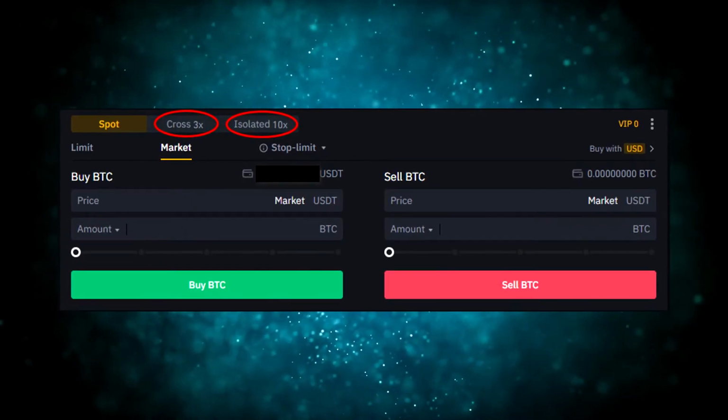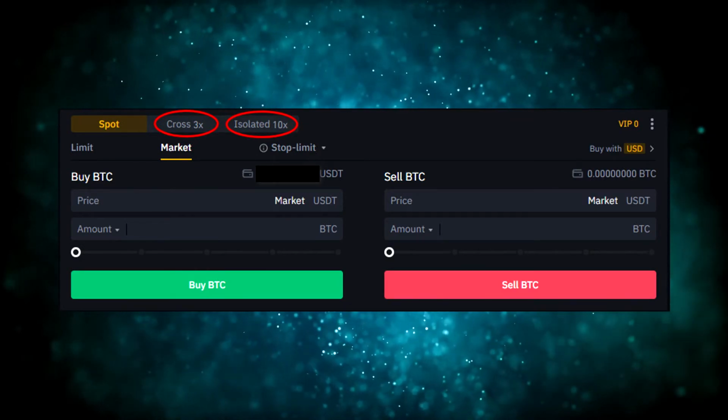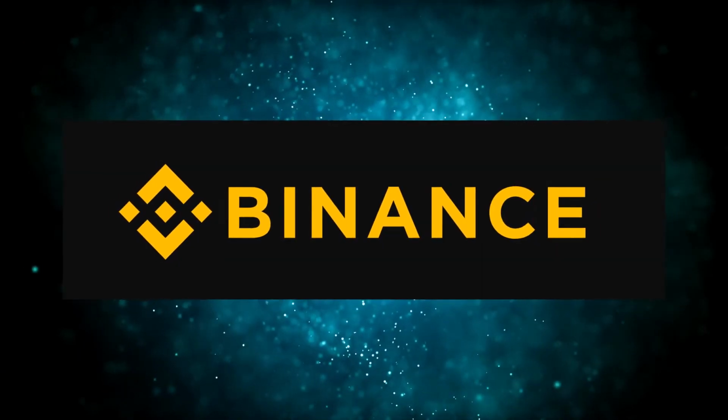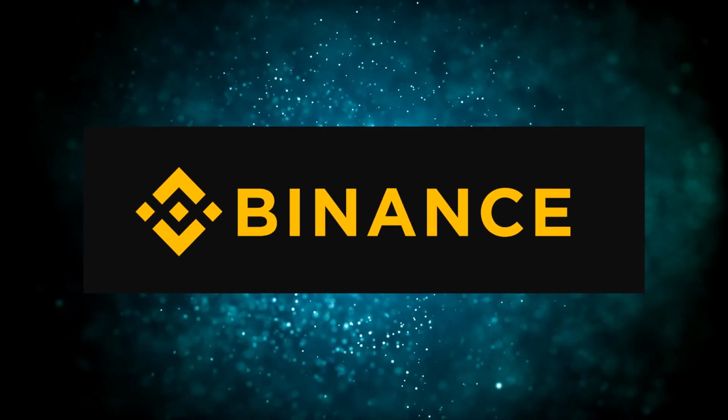There are also two interesting features here. Maybe I will tell you about them in the next videos. If you are a newbie, don't try to use them without knowledge about them. There are also a lot of different features on Binance. I may make a video about them in the future, but for now, you know the basics of Binance.